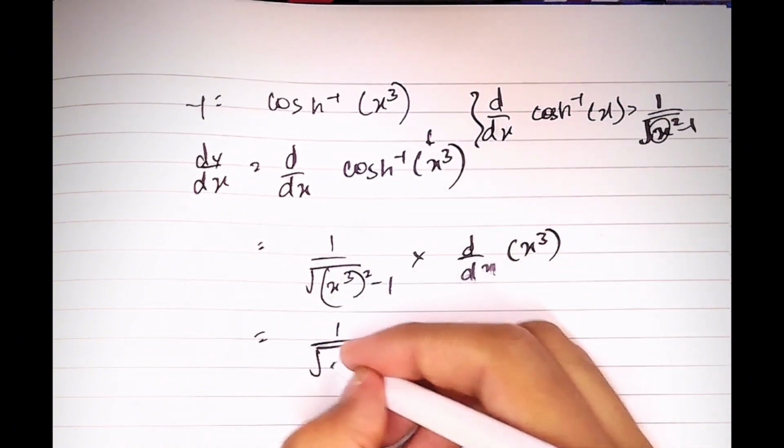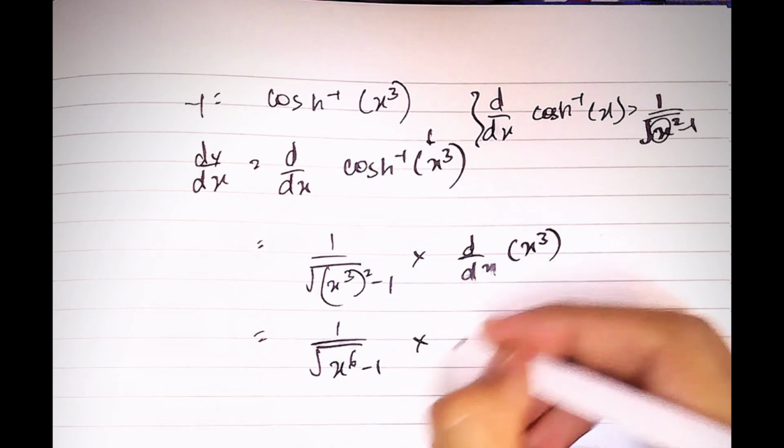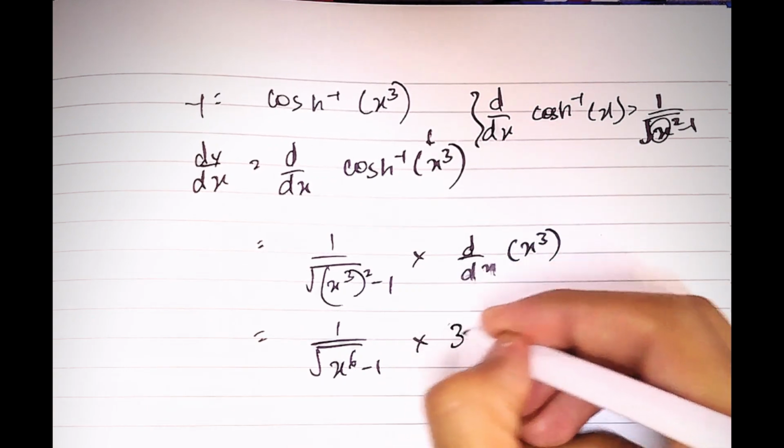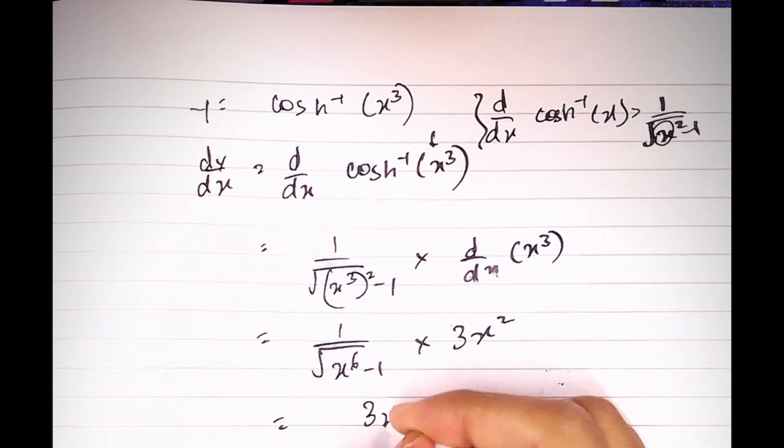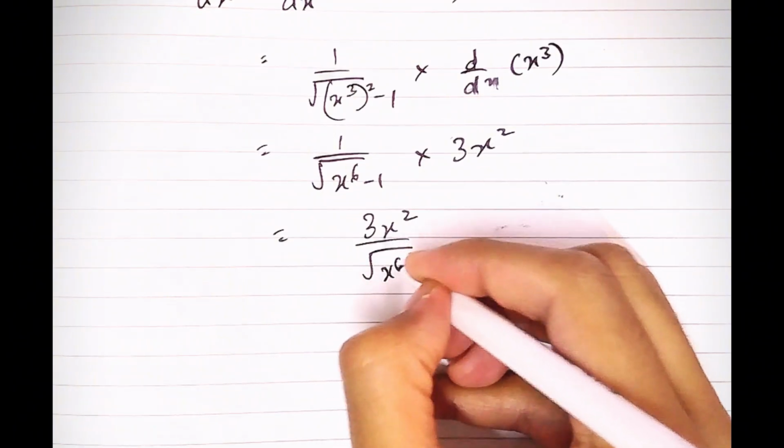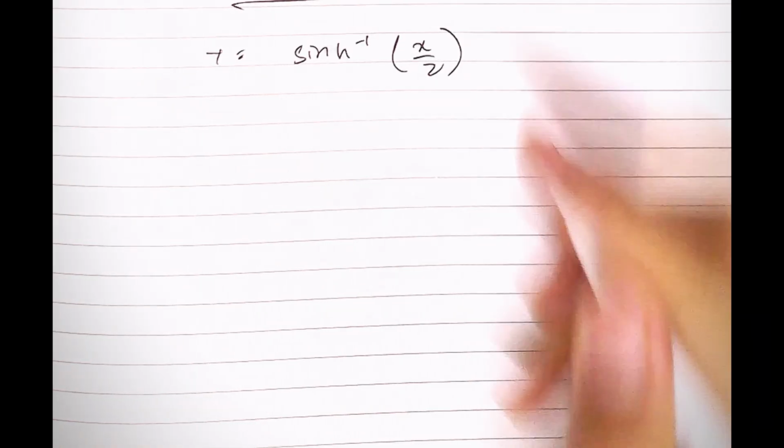So 1 divided by square root of x to the power 3 multiplied by 2 is 6, minus 1, multiplied by the derivative of x cube, which we just studied, is 3x square. So we can write 3x square divided by square root of x^6 minus 1. This is the final derivative. Now we have to find the derivative of sine hyperbolic inverse x divided by 2.